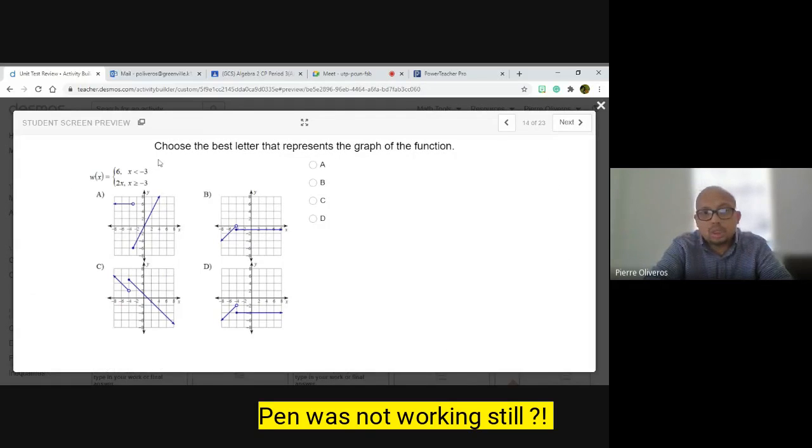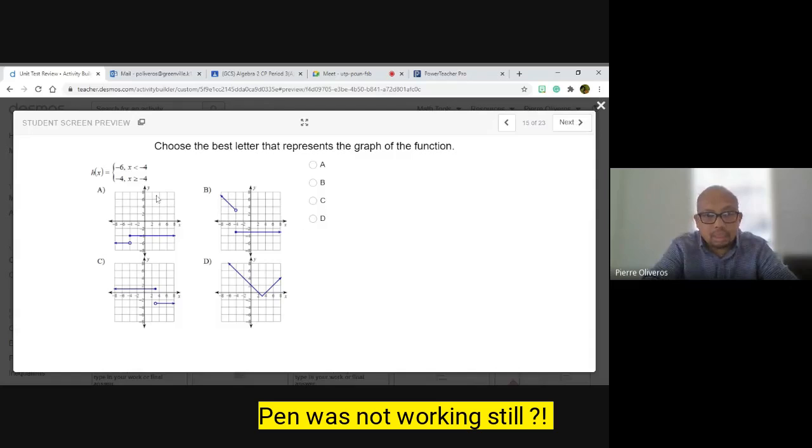Here, just a multiple choice. Choose the best letter that represents the graph function there. So let me go back here and type in some. Remember, which one here will be the graph? So 6 is a horizontal line from -3. So this is 6, this is from -3. That's right, and going to the left, that's right there. 2x starts from the origin, up 2 over 1, up 2 over 1 from 3. So the answer there is A.